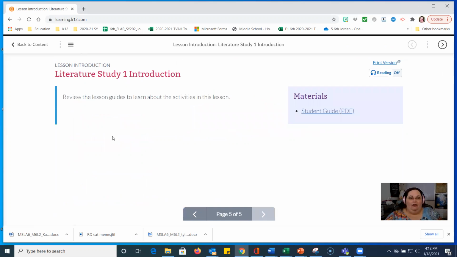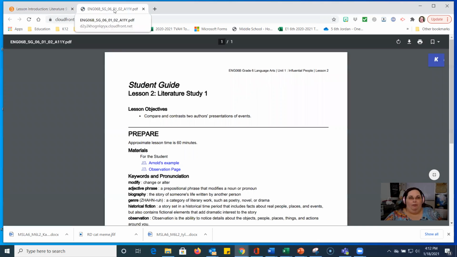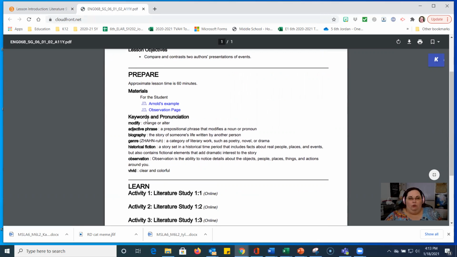And then our last slide. Review the lesson guides to learn about the activities in this lesson. So always, always, always download the student guide. And you click on it, and a lot of times it'll pop up in another tab here. This will have all the links of things that you will need of your materials.